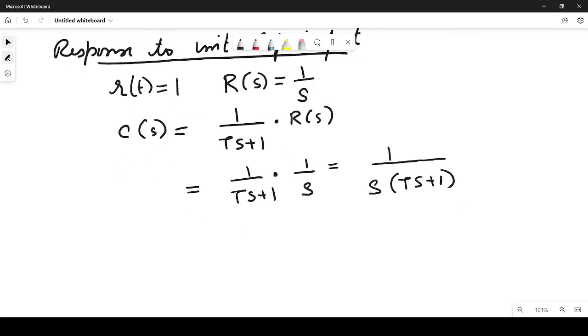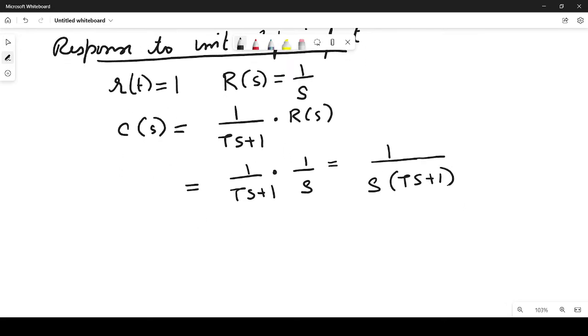So now we have an expression for C(s). Now we have to find the time response for this. For time response we need to get it in the time domain, that is, the output should be c(t). For getting that, we need to take the inverse Laplace transform of this expression, but this expression is not in standard form, so we have to do the partial fraction expansion.